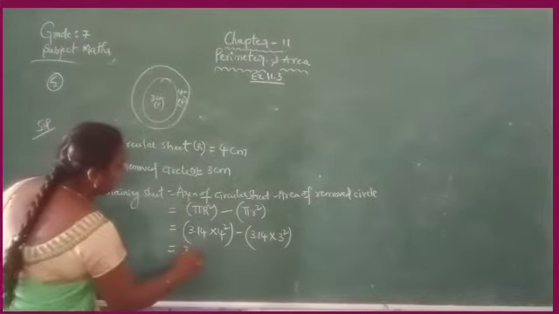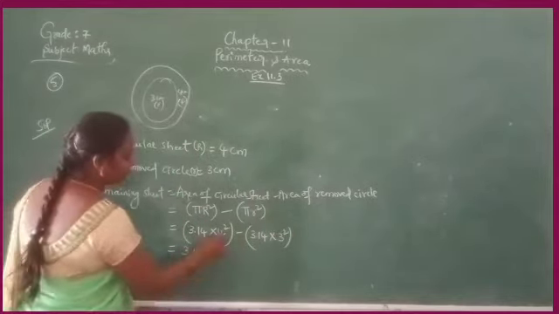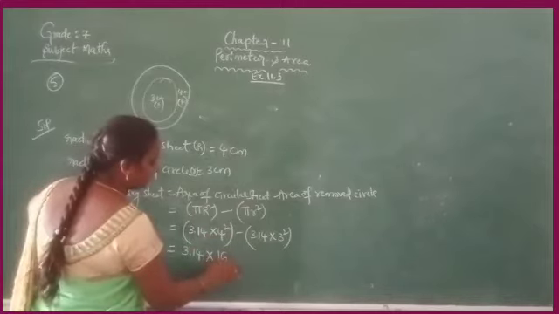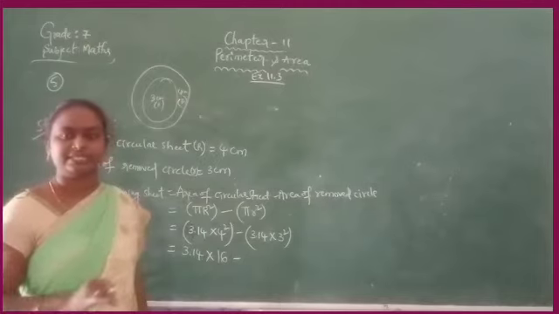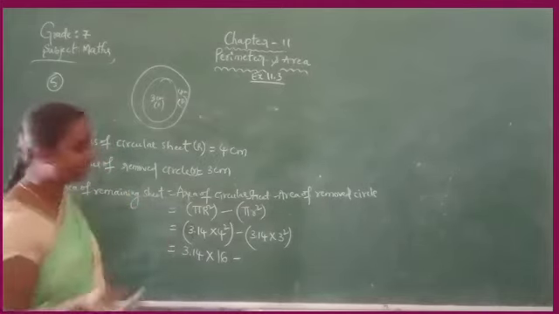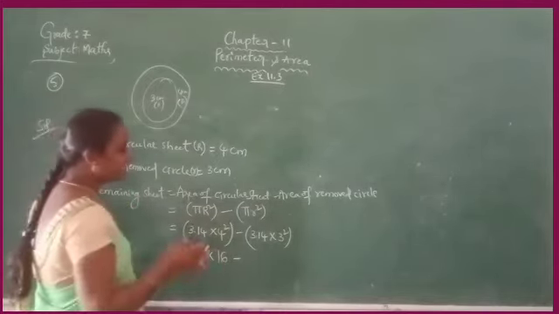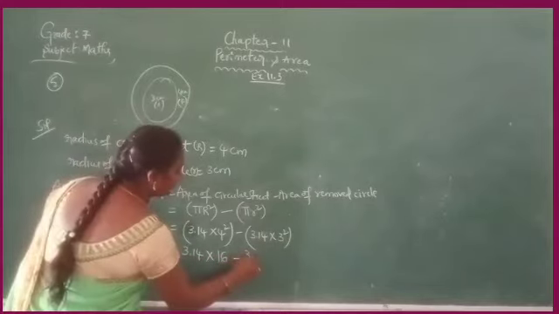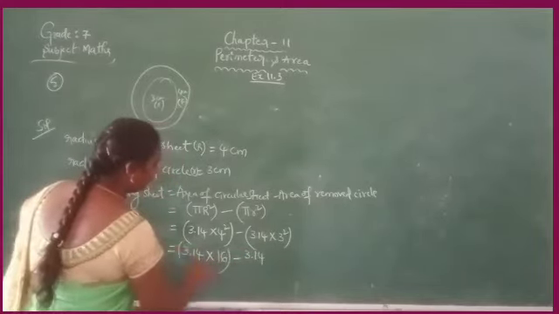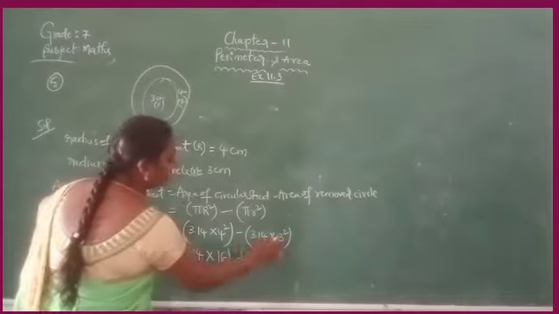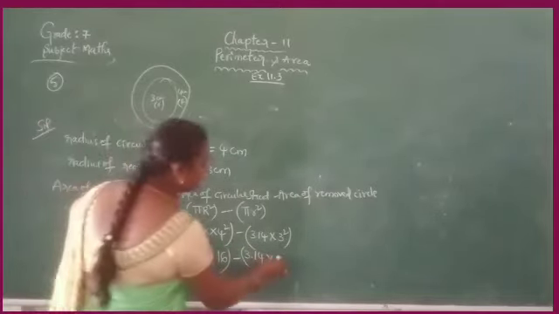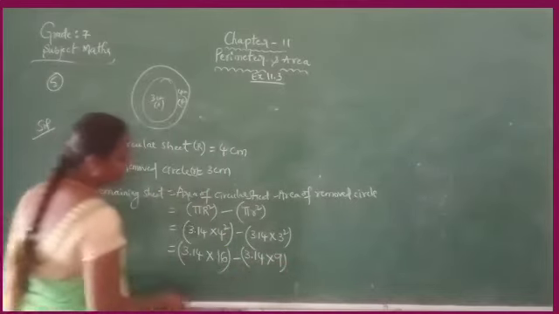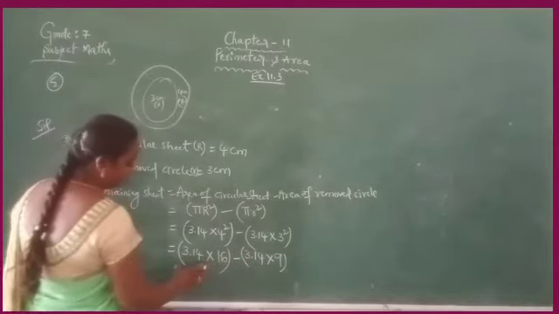Okay, children, 3.14 into 4 square value is 16. That means 4 is raised to 2 times, not 4 2s 8. 4 into 4 is equal to 16. 4 4s 16. Next, 3.14 into 3 square, means not 6. 3 3s 9.